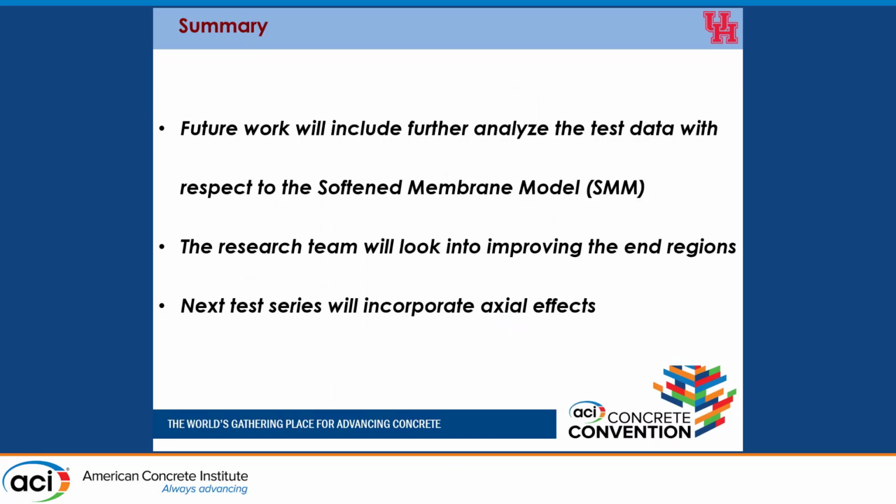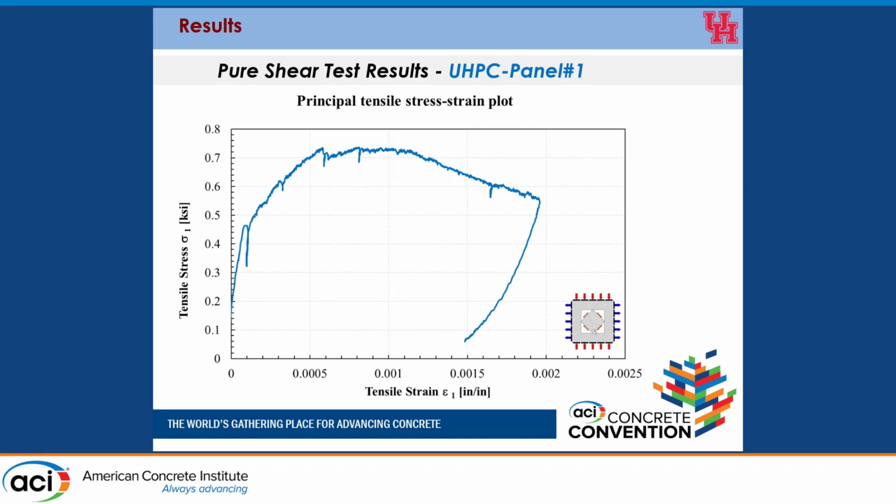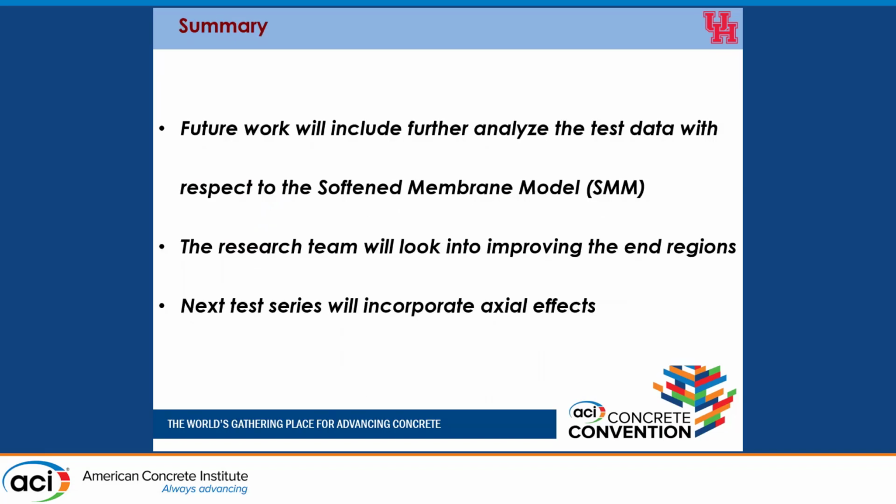This is just the first specimen that we are testing, and coming to the summary of the experimental work we have done, further work will be conducted to analyze the experimental results using the softened membrane model, in addition to testing other specimens under axial effects. One of the points that we conclude from the first test is that the end regions need to be confined more or strengthened, so we don't have any crack failure outside of the element of interest.